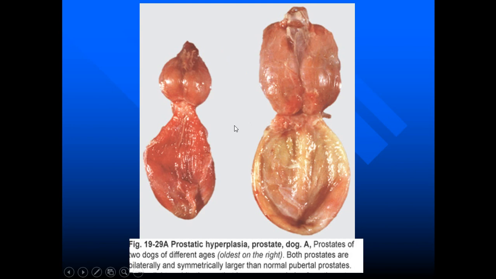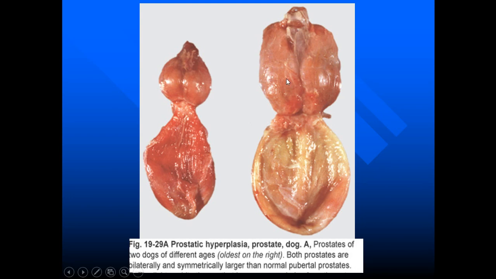Here are the prostates of two dogs at different ages. This is the older dog here. This is the vesica urinaria, the urinary bladder. The older dog will develop an enlarged prostate. In the middle of both prostate lobes, you can find the urethra.